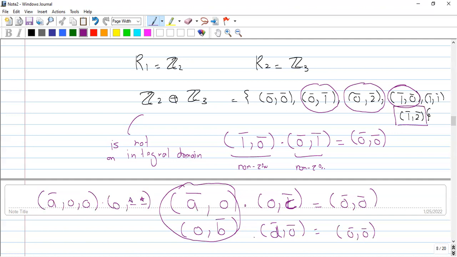Otherwise, अगर आप इसके अलावा कोई एलिमेंट लेंगे, let's say 1, 2 लेंगे. So in the case of 1, 2, since 1 को किसी एलिमेंट के साथ मल्टीप्लाई करके 0 नहीं कर सकते, 2 को किसी एलिमेंट के साथ मल्टीप्लाई करके 0 नहीं ले सकते. So that's why this 1, 2 is not a zero divisor. In fact, at least in this case, you can show that 1, 2 is a unit.